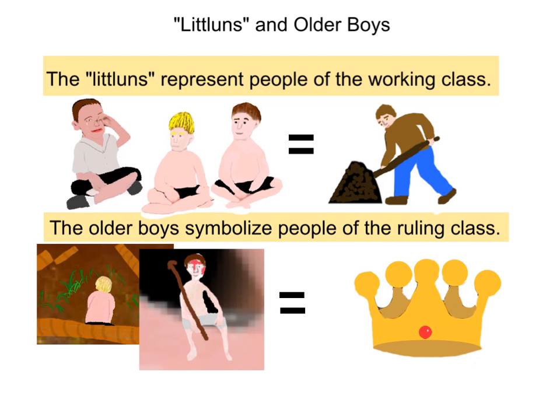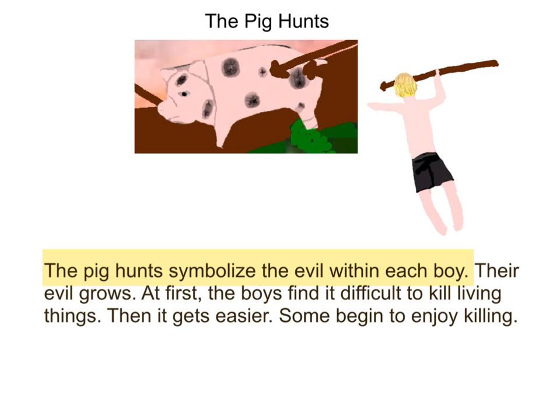Littluns and older boys. The Littluns represent people of the working class. The older boys symbolize people of the ruling class. The pig hunts. The pig hunts symbolize the evil within each boy. Their evil grows. At first, the boys find it difficult to kill living things. Then it gets easier. Some begin to enjoy killing.